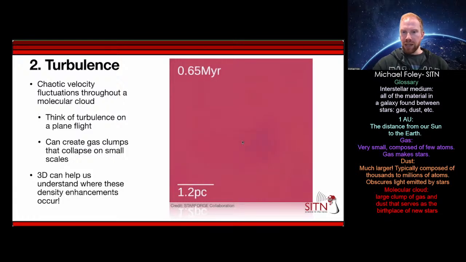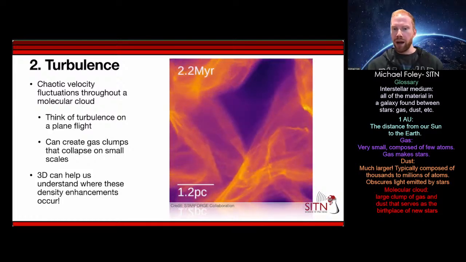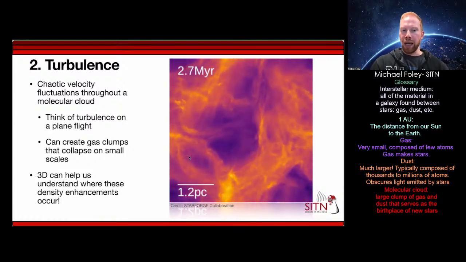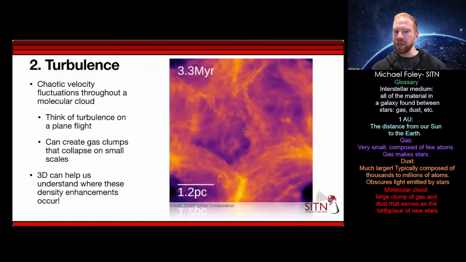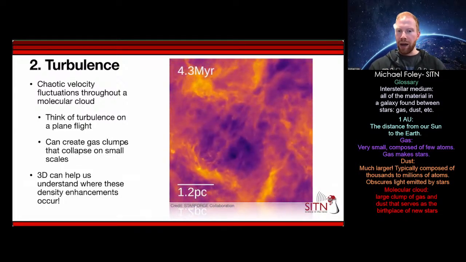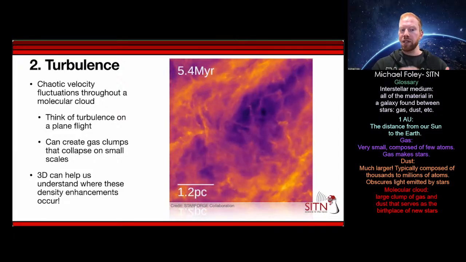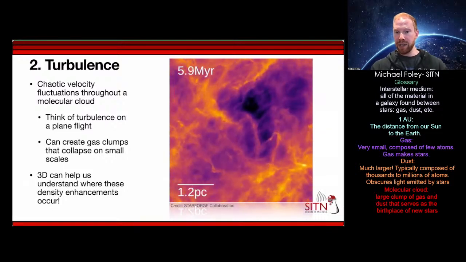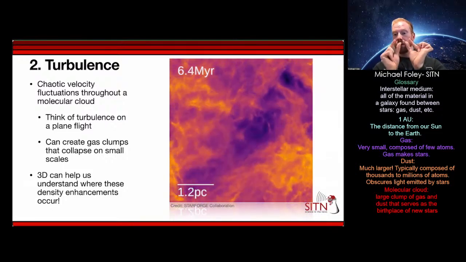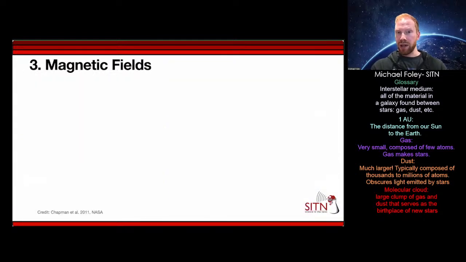And this turbulence, as you're seeing on the right, will evolve over a couple million years. It can create other sort of gas clumps that will then collapse due to gravity on small scales. So 3D dust mapping can help us understand where these density enhancements occur, so where you might get these little clumps within a molecular cloud that end up forming stars.